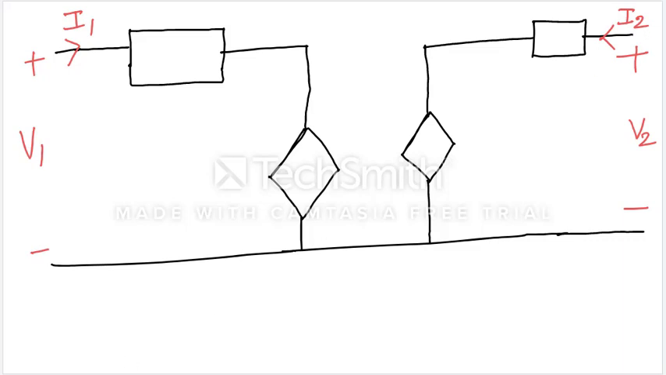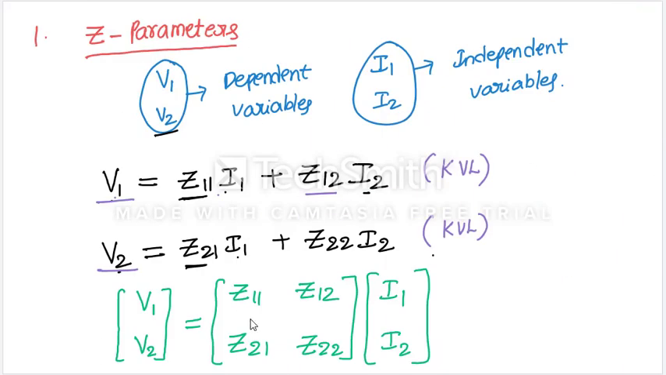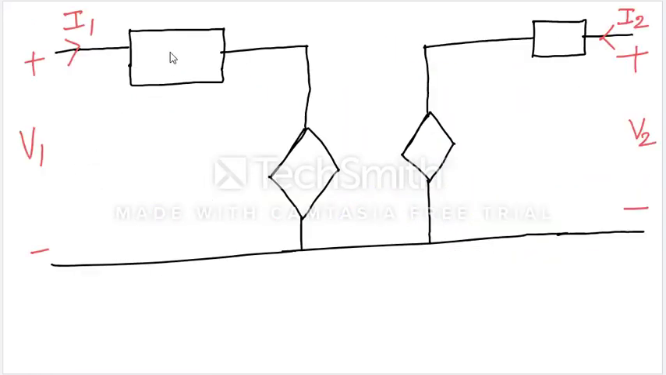Now tell me this equation, the first equation. See this equation, V1 is equal to Z11 I1 plus Z12 I2. So how can we develop this equation here? V1 is equal to Z11 I1 plus this should also be a voltage only, so this should be Z12 into V2. Check it, if you apply KVL, what equation do we get? V1 is equal to Z11 I1 plus Z12 V2.